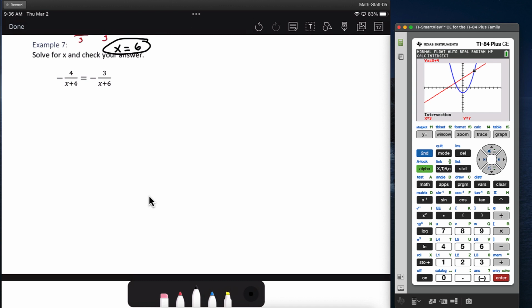In this example, we'll first identify restricted values. So let's go through and find our restrictions. You might be able to just mentally do this in your head, but again, algebraically, what we do is we set each denominator equal to 0. Any denominator that contains a variable, set it equal to 0.